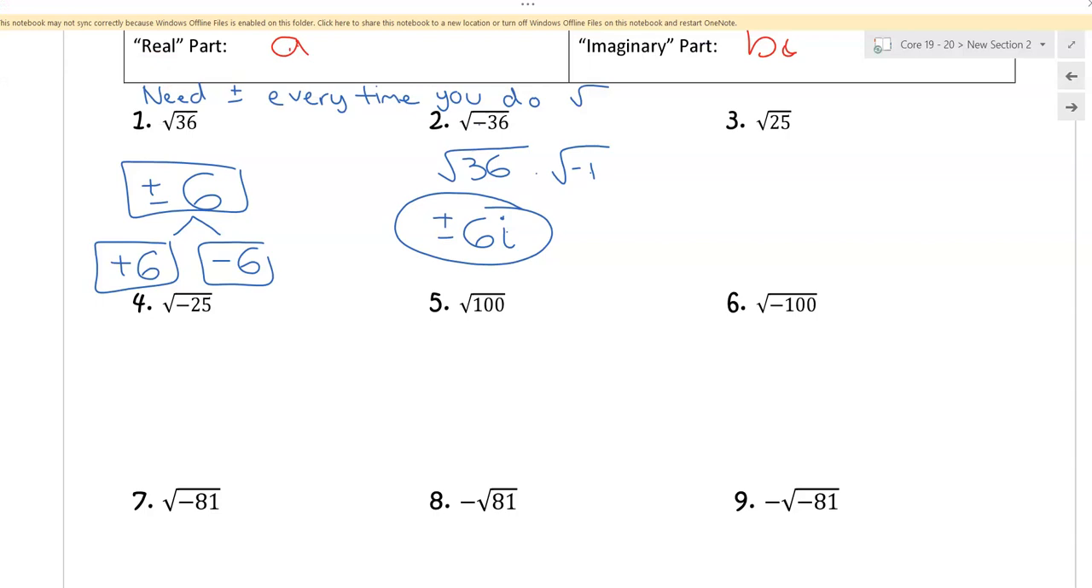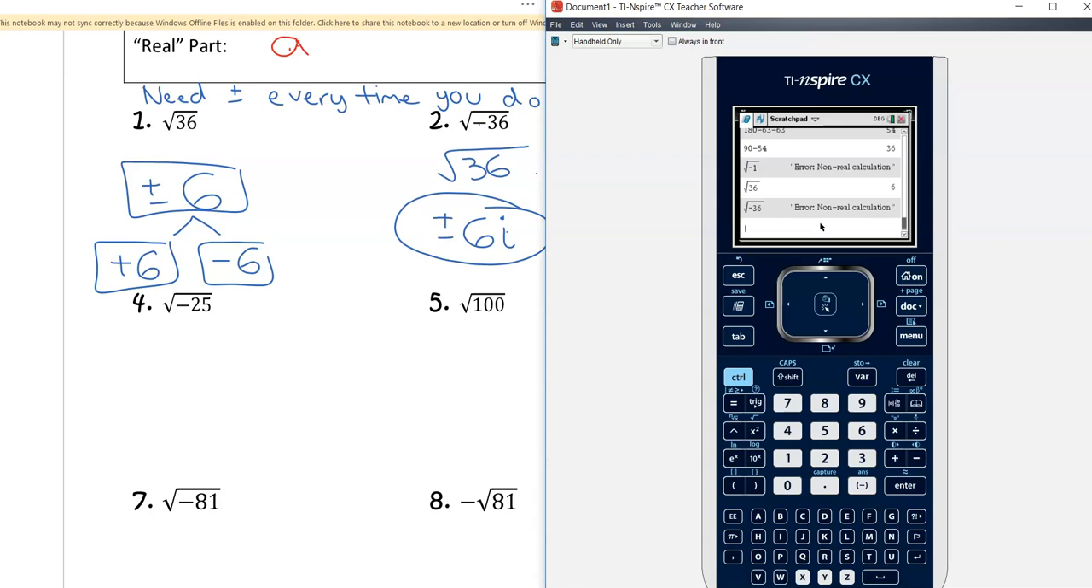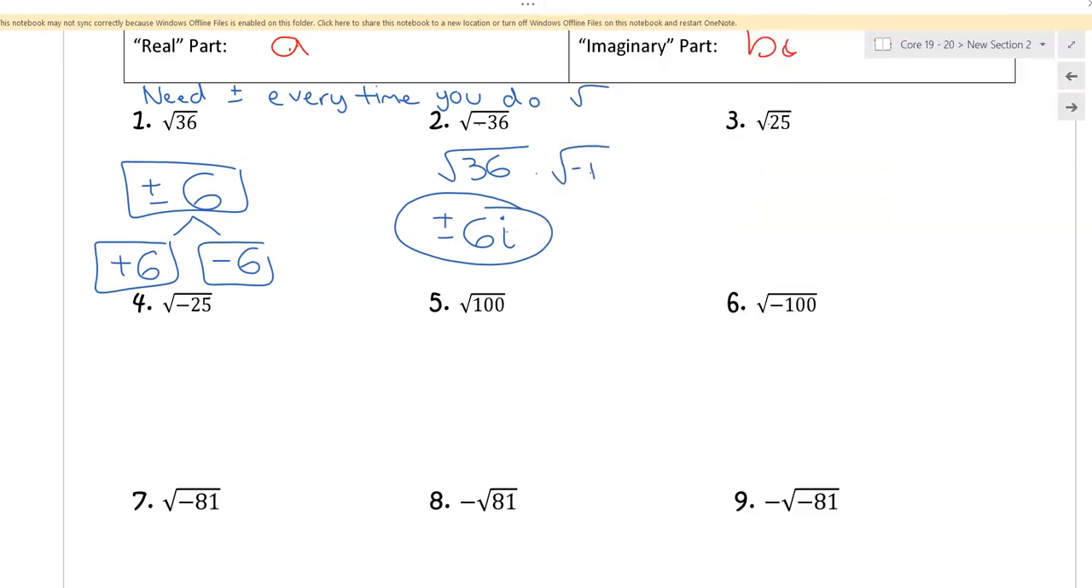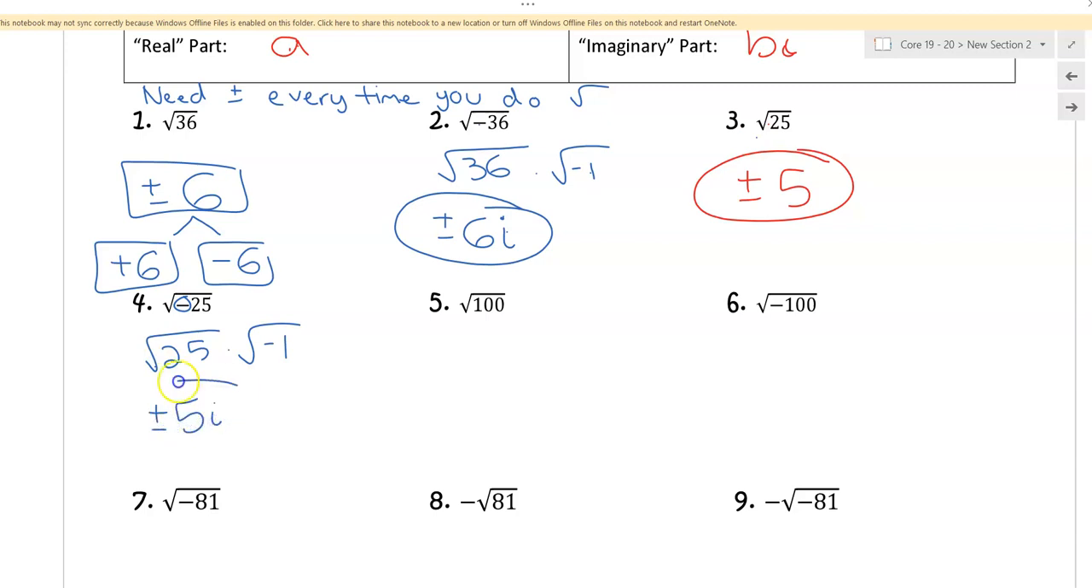Number 3, square root of 25. There's no negative sign out in front. That means I can type that in my calculator. And I get 5. So again, we need our plus or minus 5. Done. Easy. Square root of negative 25. There is a negative under here. That means I have to do the square root of 25 times the square root of negative 1. As we saw here, the square root of 25 is plus or minus 5, and the square root of negative 1 is I.